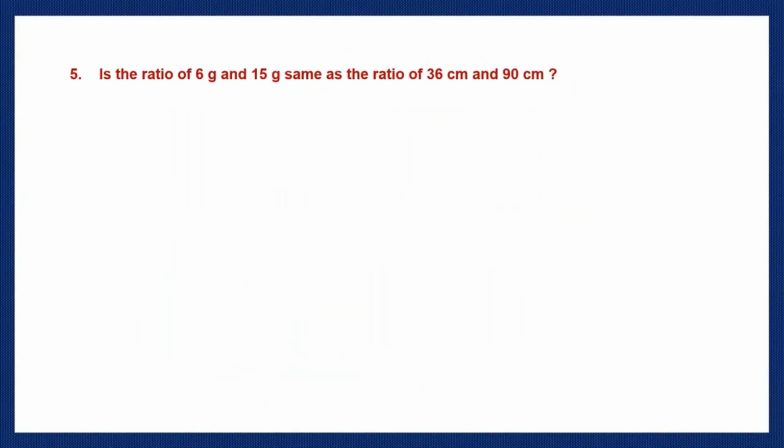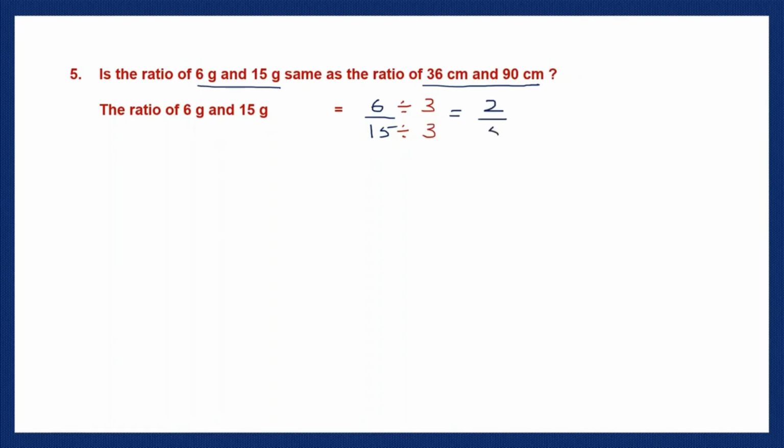Question 5. Is the ratio of 6 grams and 15 grams the same as the ratio of 36 centimeters and 90 centimeters? So we need to find the ratio of these two and check the answers. The ratio of 6 grams and 15 grams, we write that as a fraction and then divide both by the same common factor. In this case, it's 3. So 6 divided by 3 is 2, since 3 2s are 6, and 3 5s are 15.